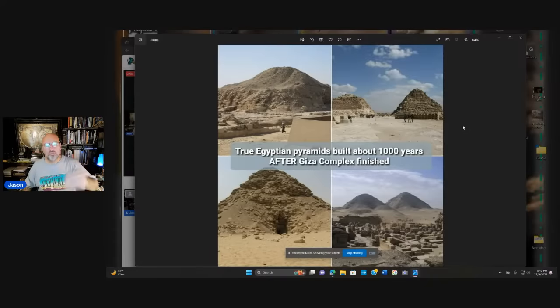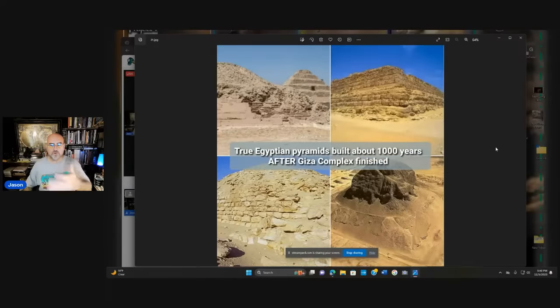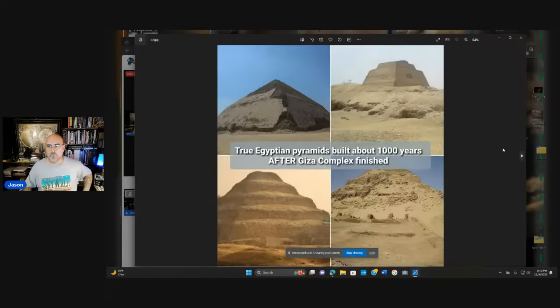No. What you see are structures that are inferiorly built and subject to earthquakes and the passage of time. They've all collapsed. Here they are. These are Egyptian pyramids. They look real good in the encyclopedias and in all the history books. But these are the actual photos of existing pyramids in Egypt today. Here are the best pictures right here.